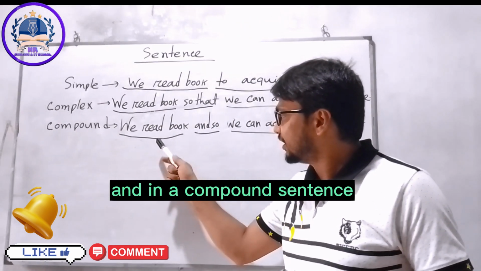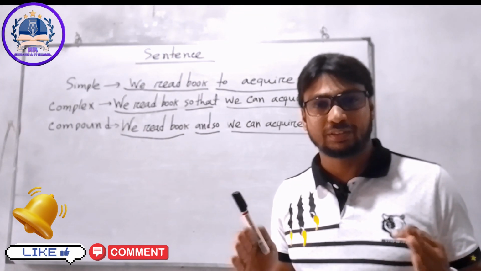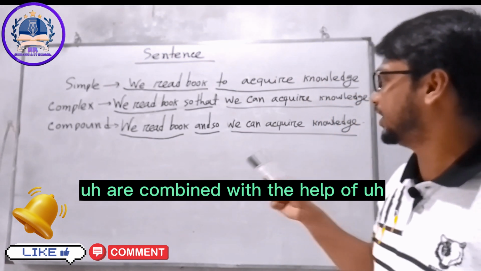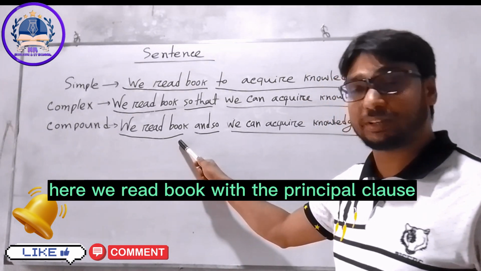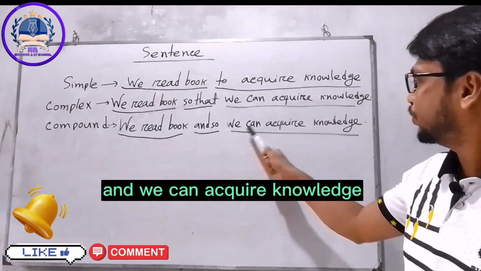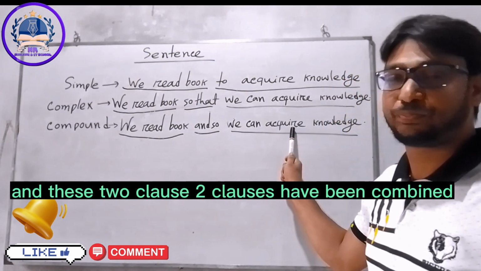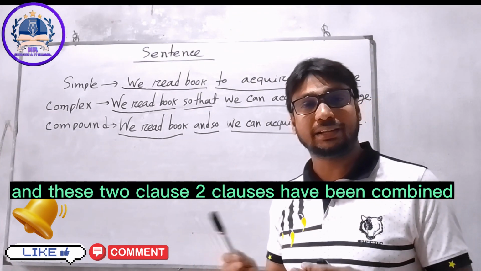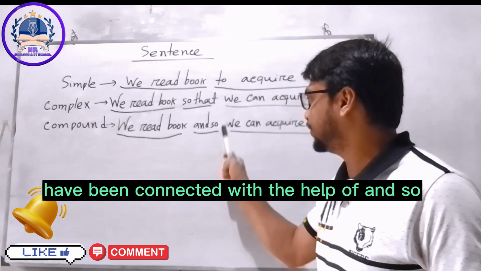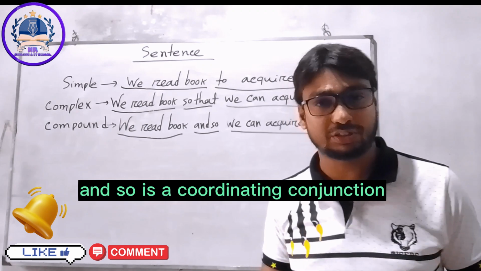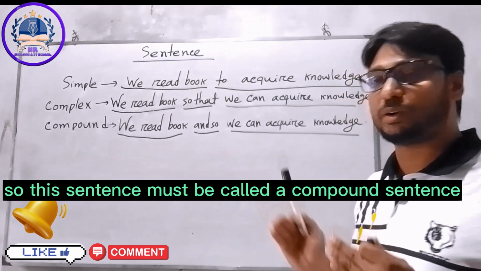And in a compound sentence, you will see two principal clauses are combined with the help of a coordinating conjunction. Here, we read book is a principal clause and we can acquire knowledge is another principal clause. And these two clauses have been connected with the help of and so. And so is a coordinating conjunction. So this sentence must be called a compound sentence.